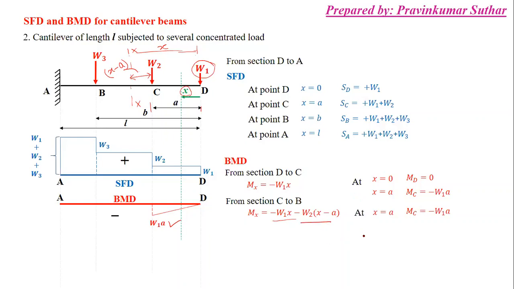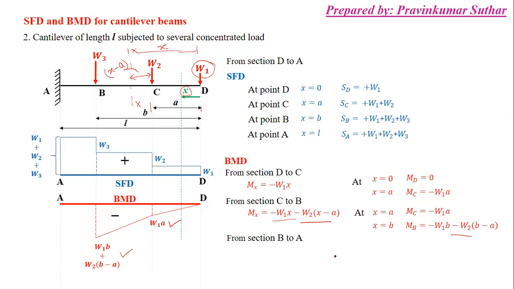Now next, if we put the value of x is equal to a, then the Mc is equal to minus W1a, and if I'm putting the value of x is equal to b, then the value of this is equal to this. So just put the value in the bending moment diagram, then you can see this one. So at point B, the bending moment will be like this, and the effect of load W1 and W2 both will occur at this point B.